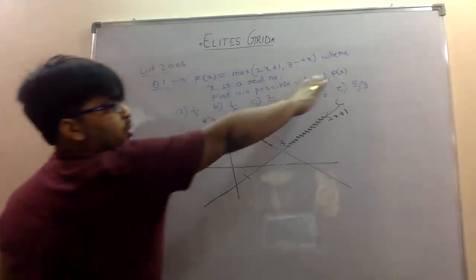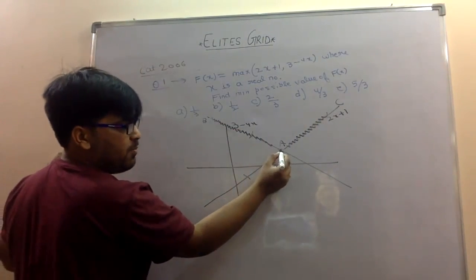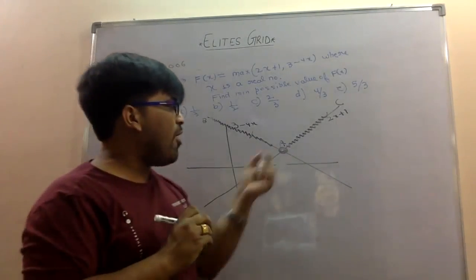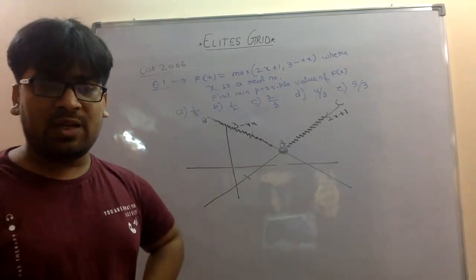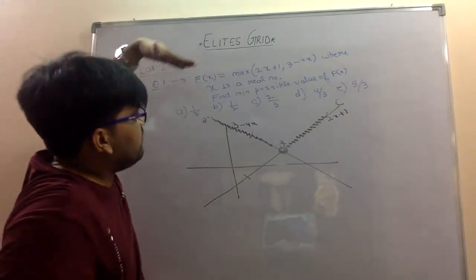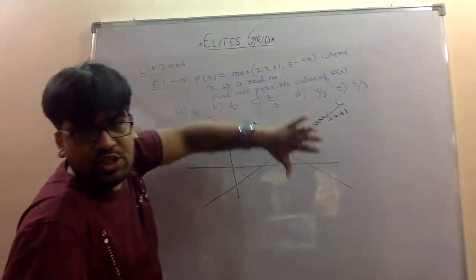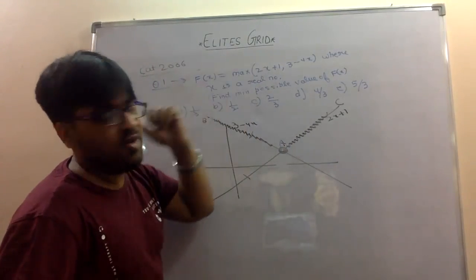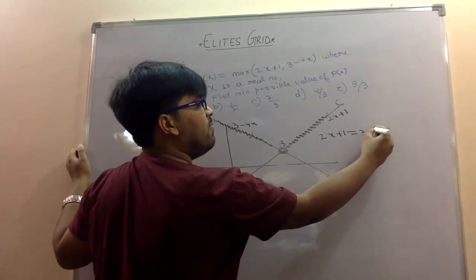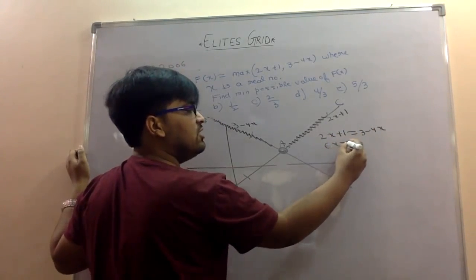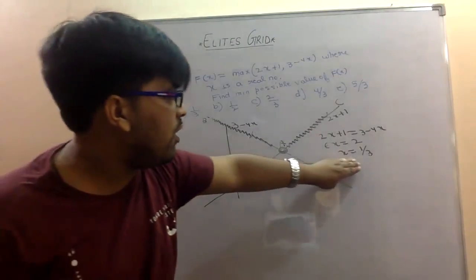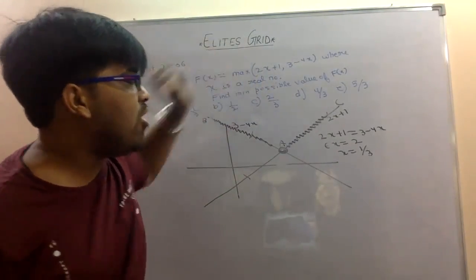Now we need the minimum possible value of f(x). At which point will we get the minimum possible value? At the intersection point of the two graphs. That means where the two values intersect, that point will give us the minimum value. So 2x + 1 equals 3 − 4x, which means 6x is equal to 2, so x is equal to 1/3. At x = 1/3 we get the minimum of the maximum.